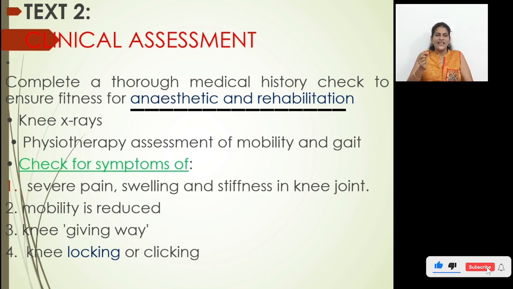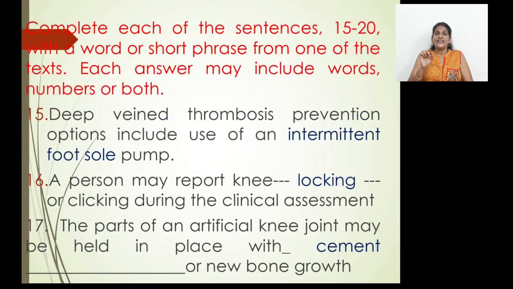Now let's go to the next question. The next question is the 15th one, where you need to complete the answers again with a word or a short phrase. This is fill in the blanks, what we call sentence completion. So you see here the 15th question: deep vein thrombosis prevention options include use of an intermittent dash. So you need to write an intermittent foot sole pump.